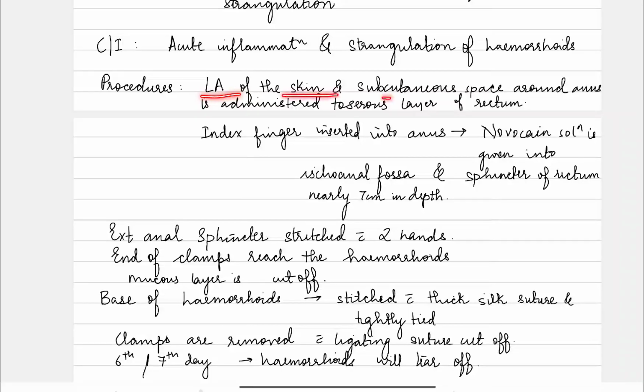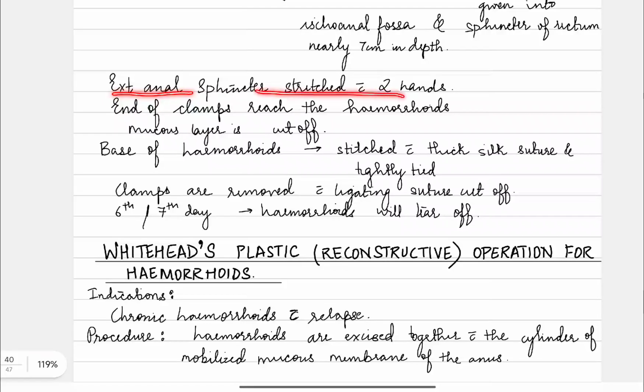Local anesthesia of the skin and subcutaneous spaces around the anus is administered. Index finger is inserted into the anus. Novocaine solution is given into the sphincter of the rectum and ischio-anal fossa nearly 7 cm in depth. External anal sphincter is stretched with 2 hands. End of the clamp reaches the hemorrhoid.